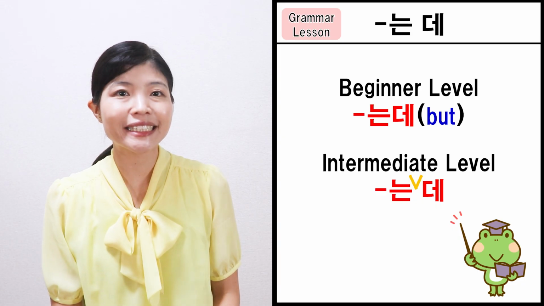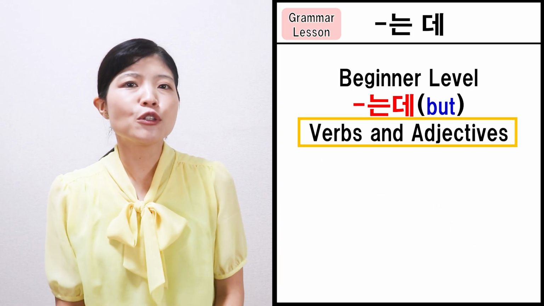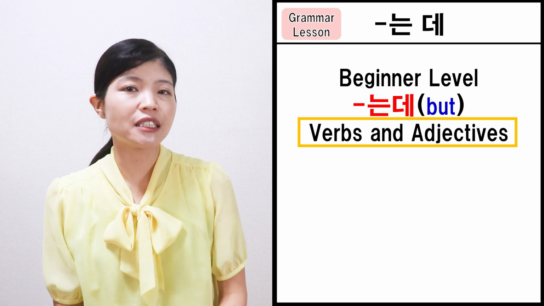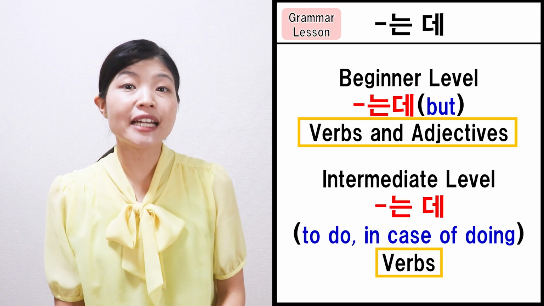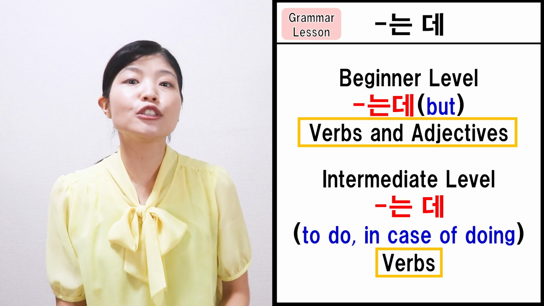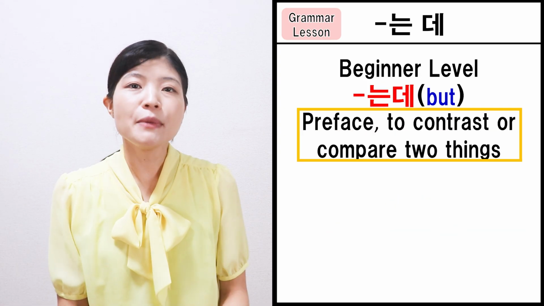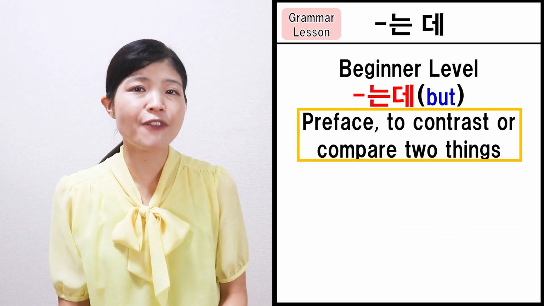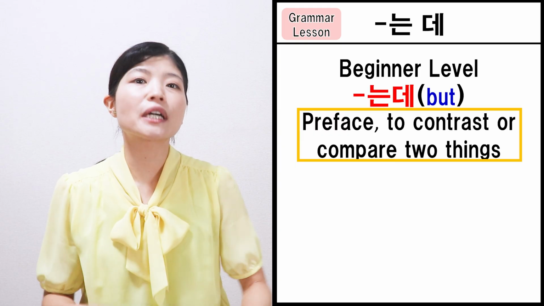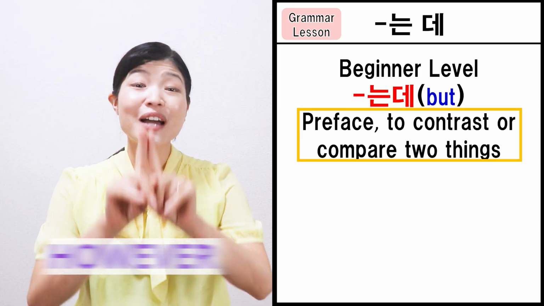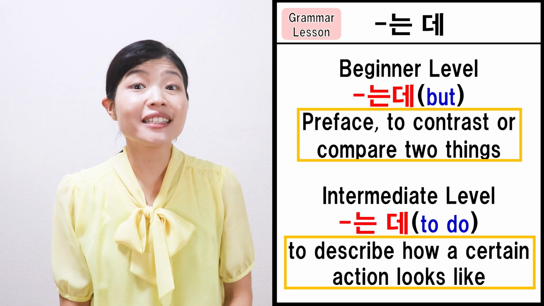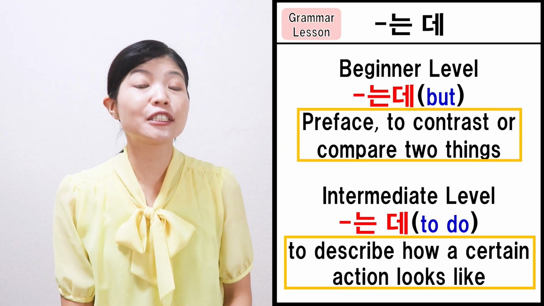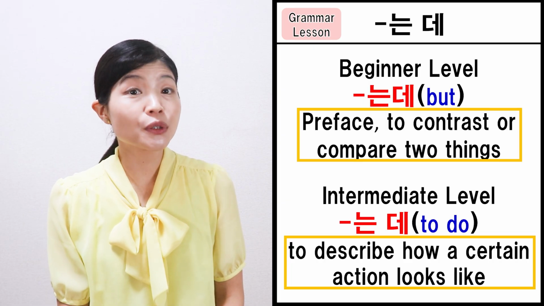written with a space. The beginner's 는데 but can be used for verbs and adjectives, but intermediate 는데 to do in case of doing is used only for verbs. The meaning of 는데 but in the beginner's level is used as a preface to contrast or compare two things. However, the intermediate 는데 to do is used to describe how a certain action looks like.